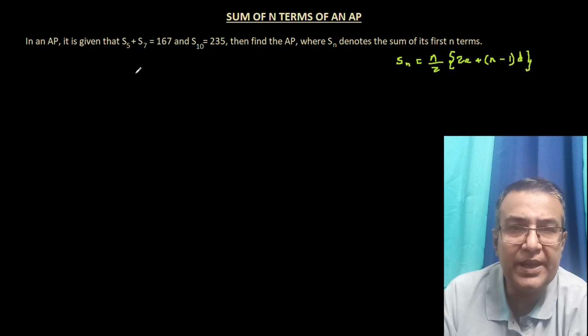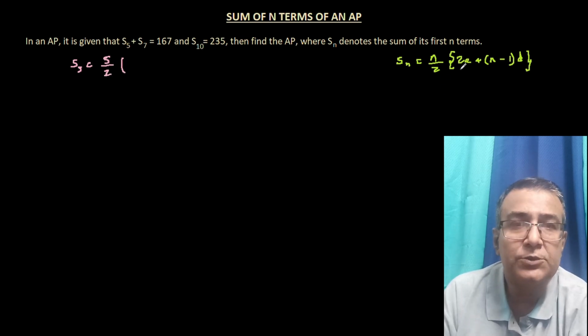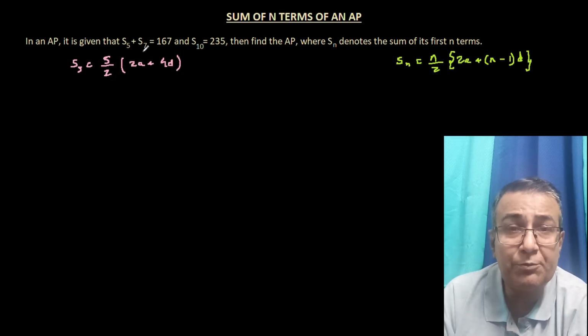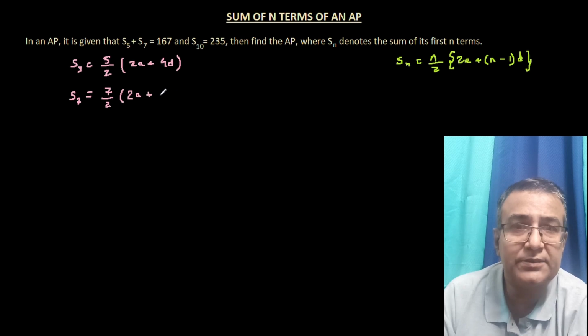And since we have been given S5 plus S7 is equal to 167, let's first write down what S5 would be equal to. So S5 would be equal to, here n will take the value of 5, so we get 5 over 2 times 2a plus 5 minus 1 gives us 4, so 4d. And then let's write what S7 is equal to. So S7 would be 7 over 2, because here n is equal to 7, times 2a plus 7 minus 1 gives us 6, so 6d.